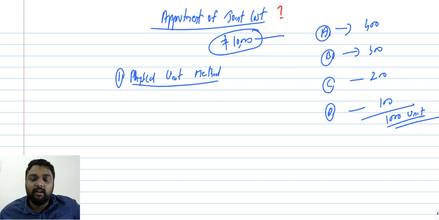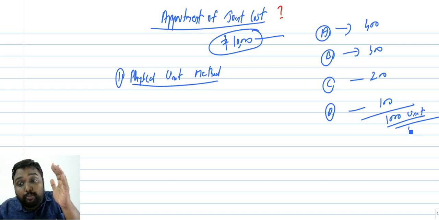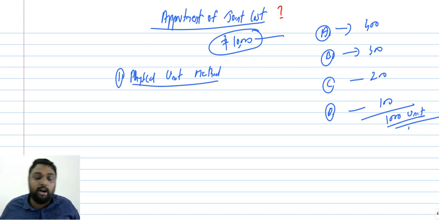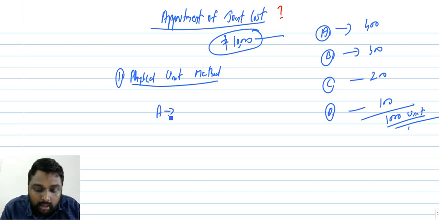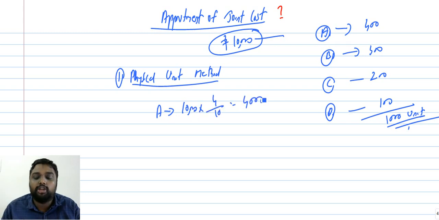That means from 10,000 we have produced totally 1000 units. For A, we have produced 400 units, so we have to apportion accordingly. So how will it come? It will come 10,000 into 4 by 10 as the ratio. We have to apportion 400 by 1000 as the ratio.